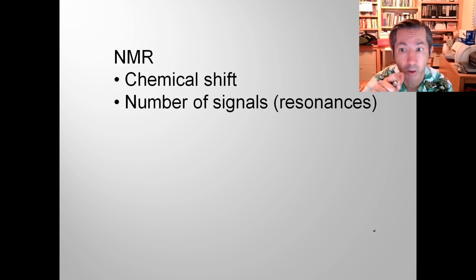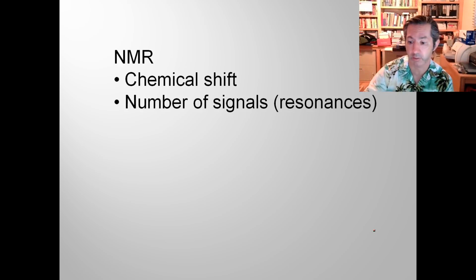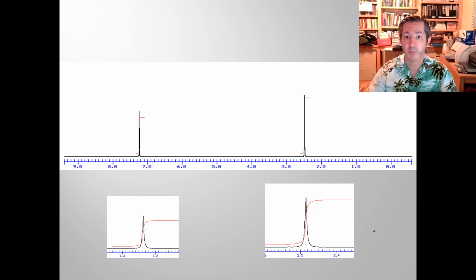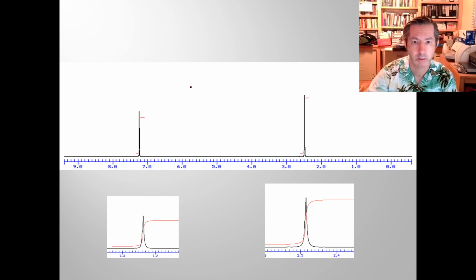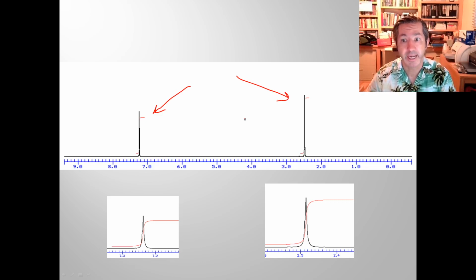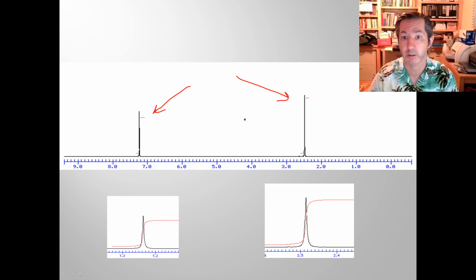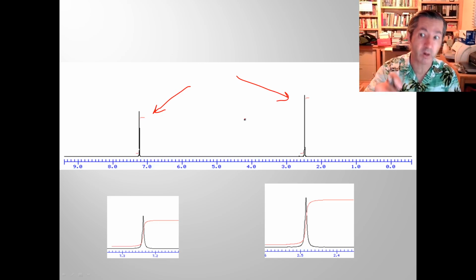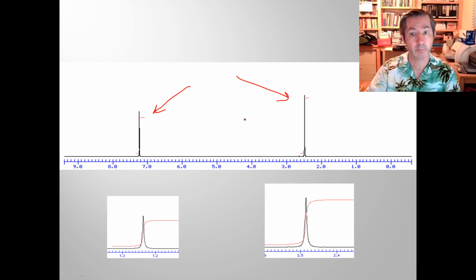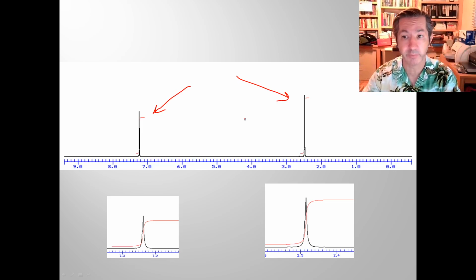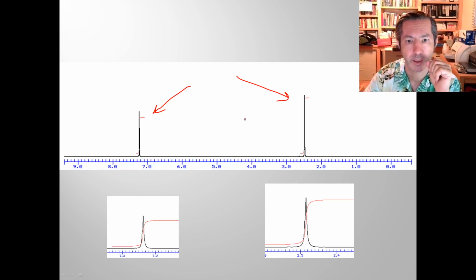The next thing we're looking at is number of signals. So here's a spectrum. It has 2 signals. Got one here, got one here. Turns out the number of signals is equal to the number of types of hydrogens that you have in your compound. And if you're looking at carbon NMR, it's equal to the number of types of carbon. Again, useful piece of information, another piece of our puzzle.